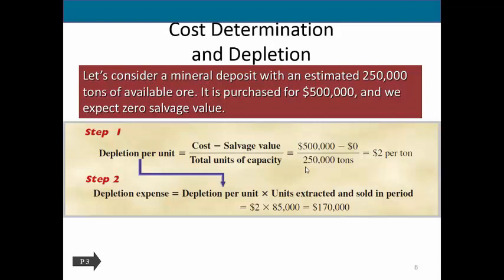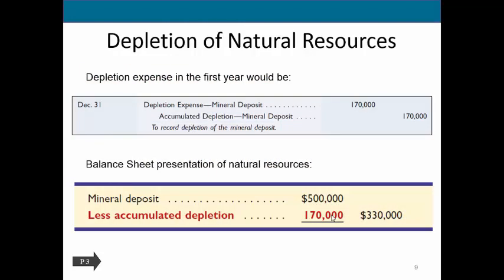So we need to know how many tons we extract in a particular year to come up with our depletion expense. So if we extract 85,000 tons, we would multiply that by the $2 per ton, and that tells us that we had a depletion expense of $170,000. So just like the units of production, we're going to see an increase or a decrease in our depletion expense based on the activity that we have and how much we consume of this particular resource.